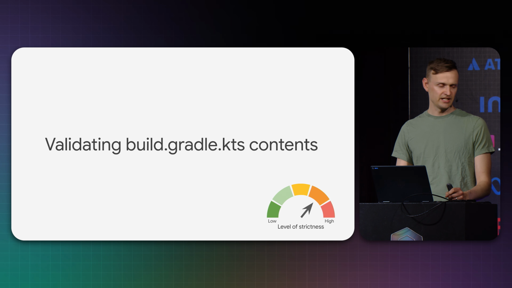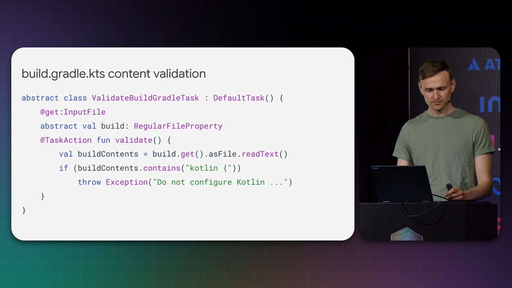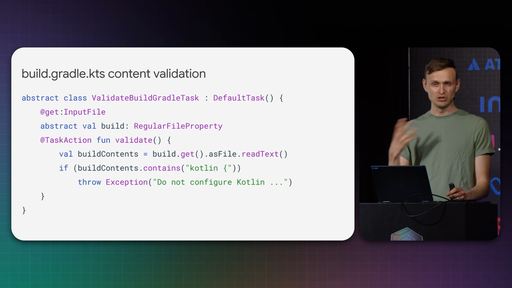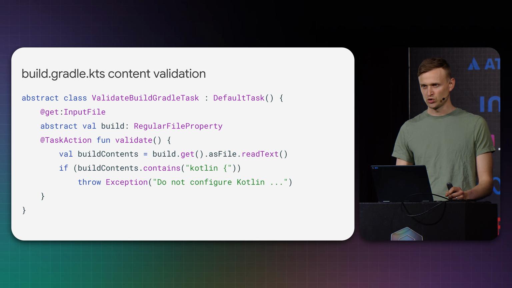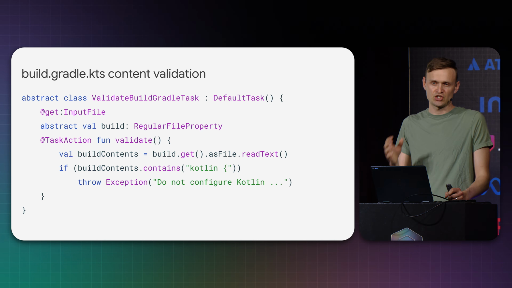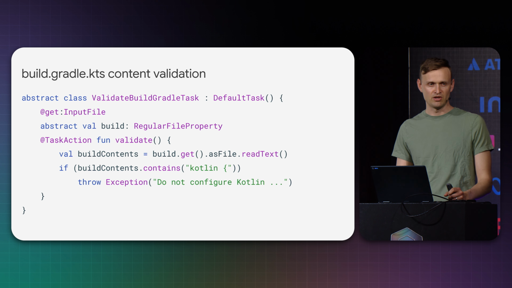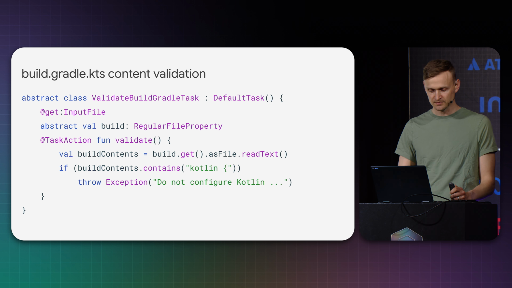What about validating build.gradle files themselves, which essentially allows you to be even more strict on this work? What you can do is write a simple task that takes the build file itself as an input and parse it. You can use ASM, PSI, pick your favorite tool to analyze the file. Or in here, I just took a very basic approach where I don't allow a Kotlin block inside of the build.gradle file because we just don't want to allow that as an organization.